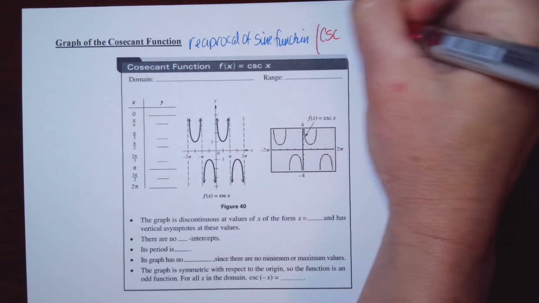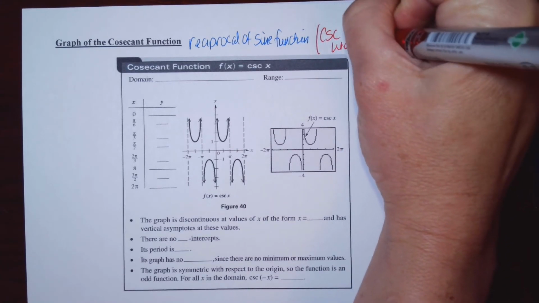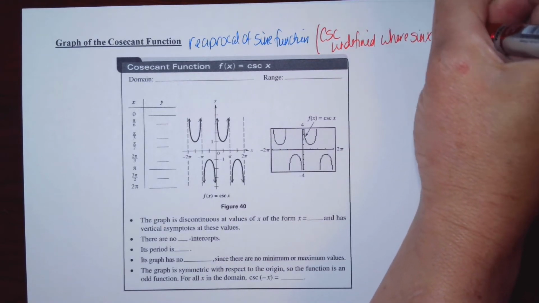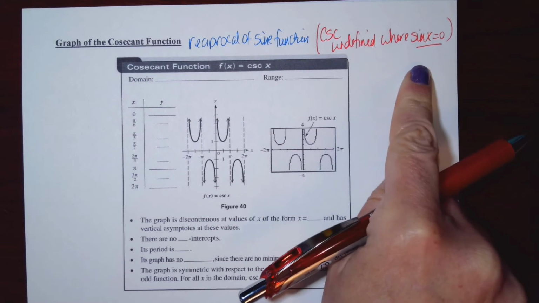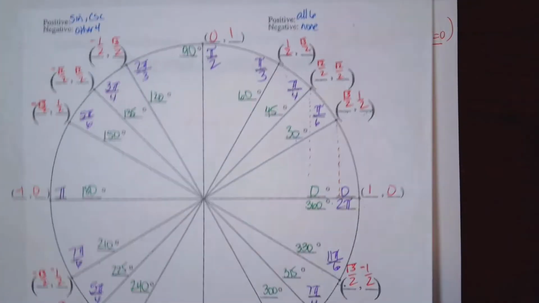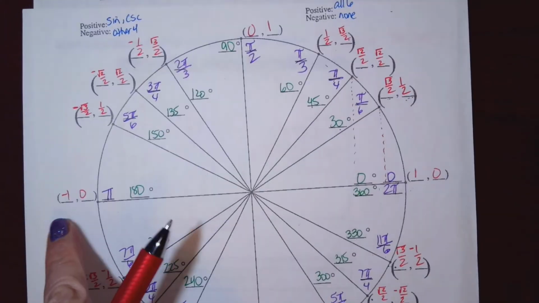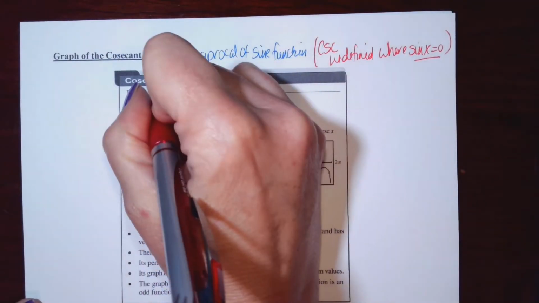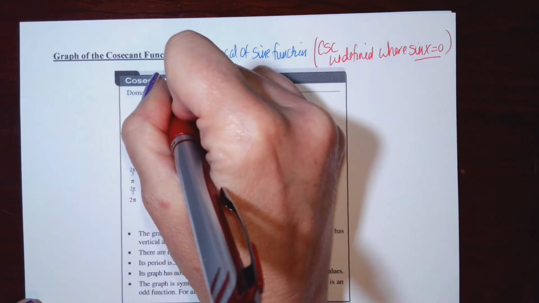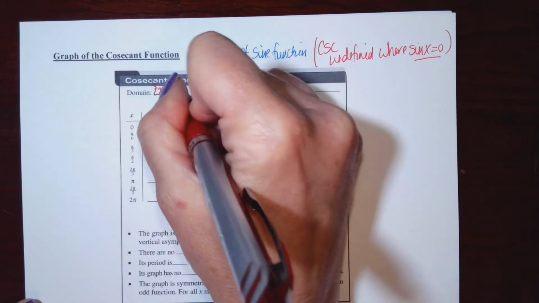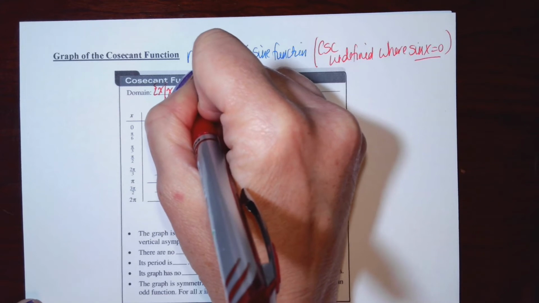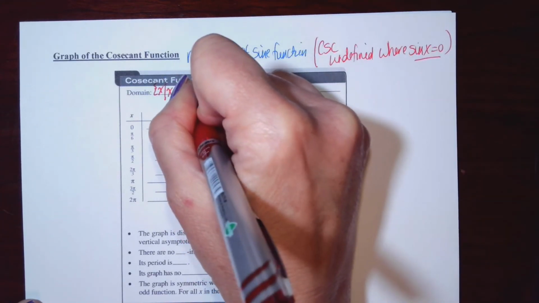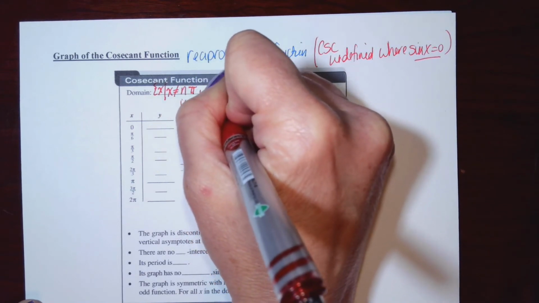Cosecant is undefined where sine x is 0. Well, where is sine x 0? Sine is 0 at the full values of pi. So my domain for cosecant is all values of x such that x is not equal to n pi, where n is any integer, so my full values of pi.